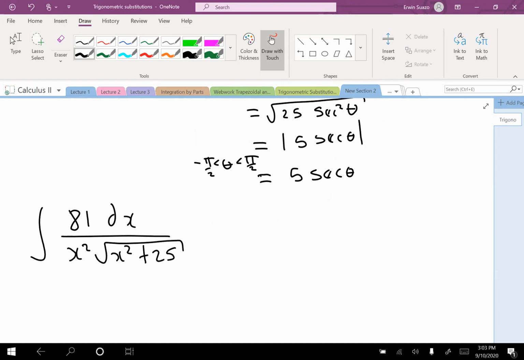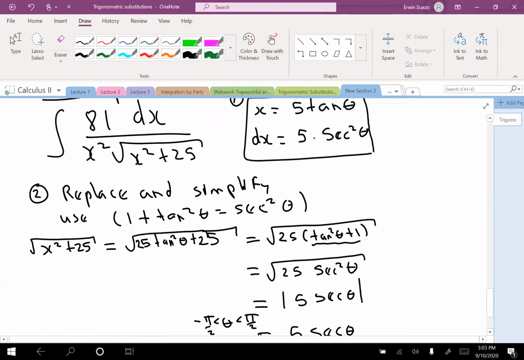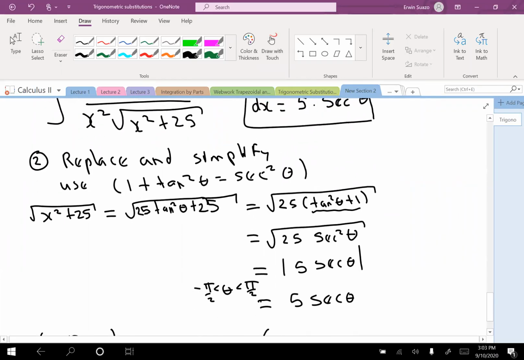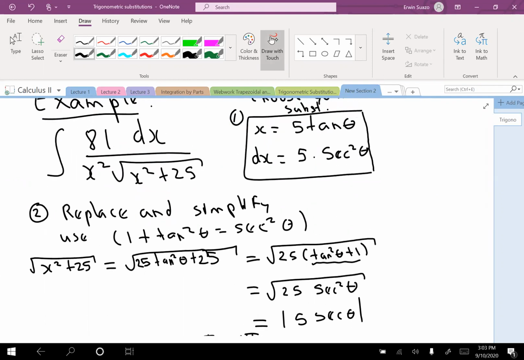I mean, you don't have to do it this way. I just do it because I don't want to make you dizzy moving the screens all the time. So instead of the square root of x squared plus 25, I'm getting 5 secant of theta. My other substitution was x is 5 tangent theta, dx is 5 secant squared d theta. So I forgot here my d theta.